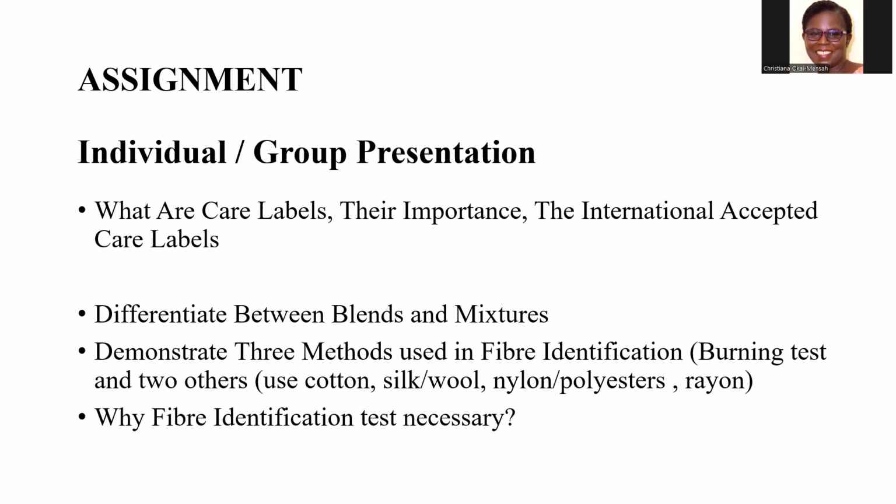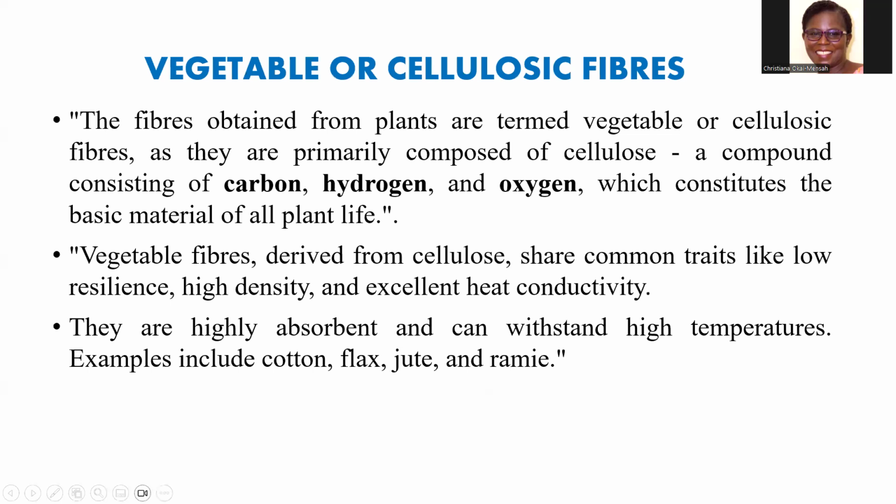Okay, so now let's move to vegetable fibers. So what are vegetable fibers? The fibers obtained from plants are termed vegetable or cellulosic fibers. They are primarily composed of cellulose. So cellulose is a compound consisting of carbon, hydrogen, and oxygen, which constitutes the basic material of all plant life.